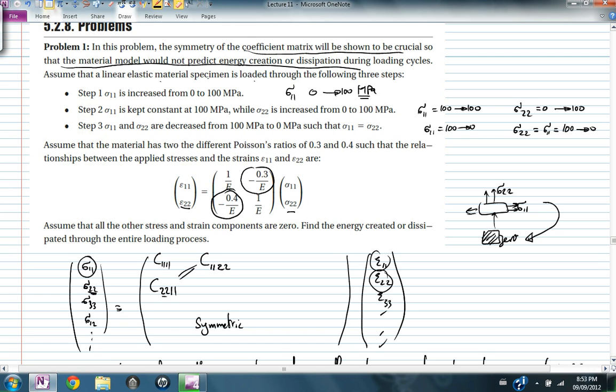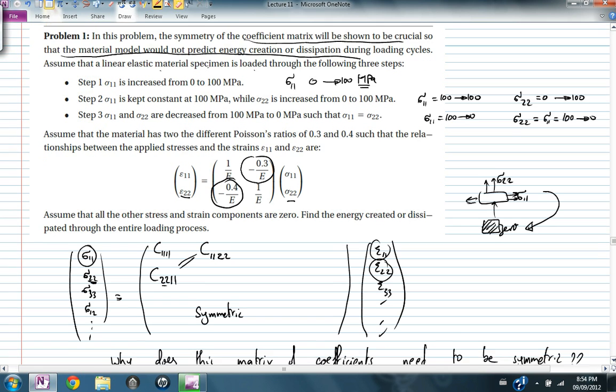Say epsilon 1 is equal to sigma 1 over E minus 0.3 sigma 22 over E, and epsilon 22 is given by this relationship and the 2 different Poisson's ratios, making the matrix not symmetric. So we're going to calculate the energy here, and we're going to show that this energy is actually dependent on those 2 Poisson's ratios.